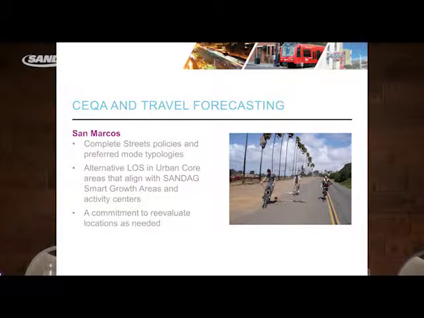What they really decided to do was they wanted these to be activity centers in their community, and they had other goals. And so they have alternative LOS in these areas, where they're allowing at least a reduced level of service. It's still vehicular based, but it's one of the first times that I saw a community do some sort of alternative LOS. They also have a commitment to reevaluate these locations as needed. And they've also identified preferred mode types by street typologies, so that improvements are based on the street type in their system, and the preferred mode for that street type might be bicycle or pedestrian rather than vehicle. So it gives you a good feel of where we should maybe be making our improvements.